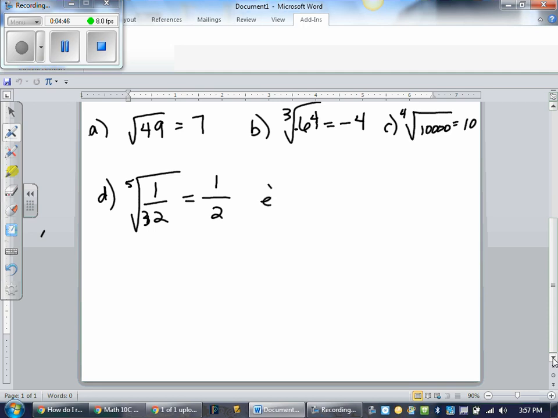It's all right. Question E says, the 4th root of a negative 16. Now, if you remember from last year, if the index is even, you cannot have a negative number. So this is not possible. You cannot take the fourth root of a negative number.